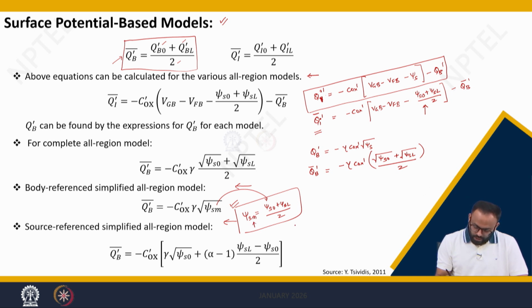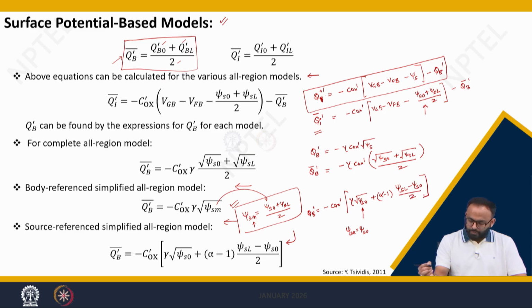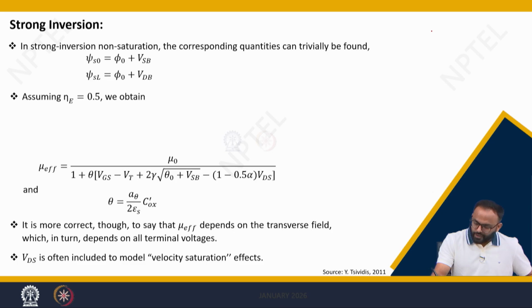Similarly, for a source reference model, QB dash can be given by minus of COX dash into gamma times psi s 0, because in source reference the expansion point is psi s 0, the source surface potential, plus alpha minus 1 into psi s L minus psi s 0 divided by 2. So, we will use these charge equations, this is 1, this is 2, in our basic equation, where we are actually interested to find out the effective mobility.